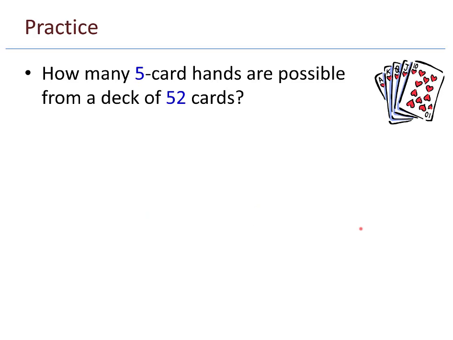How many 5-card hands are possible from a deck of 52 cards? Well, I'm selecting 5 from 52, so that is 52 choose 5, and that's 52 factorial over 5 factorial 47 factorial, and that ends up being 2,598,960.